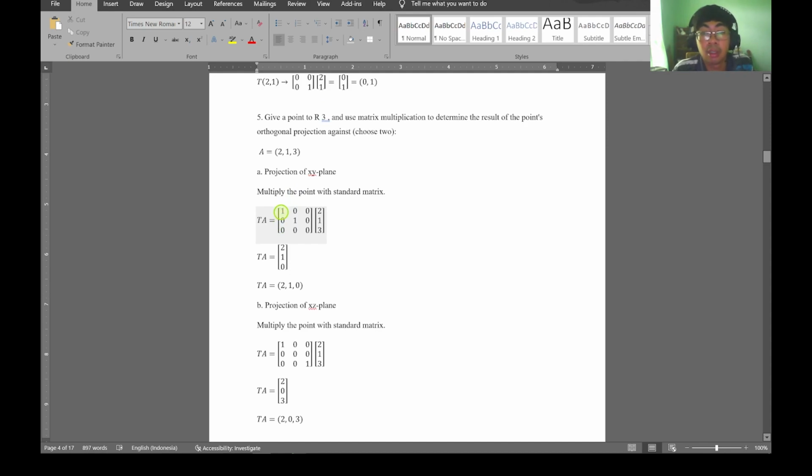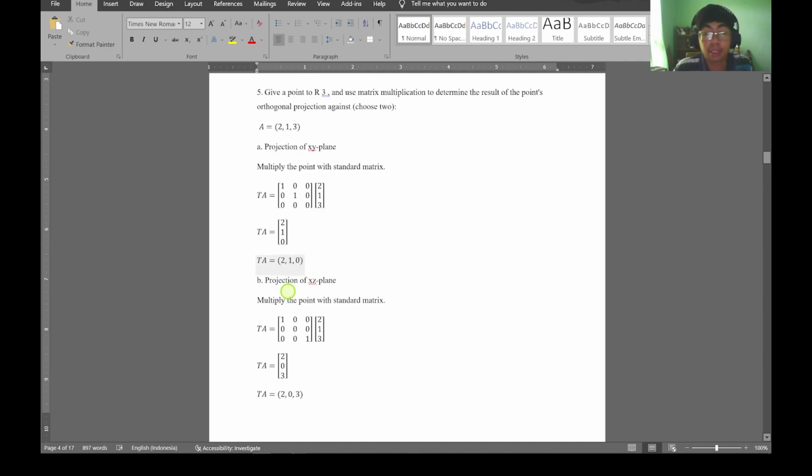Then we multiply it. 1 0 0 times 2 gets 2, and 0 1 0 times 1 gets 1, and 0 0 0 times 3 gets 0. So T(A) is equal to 2, 1, 0. Yeah, we got the answer.